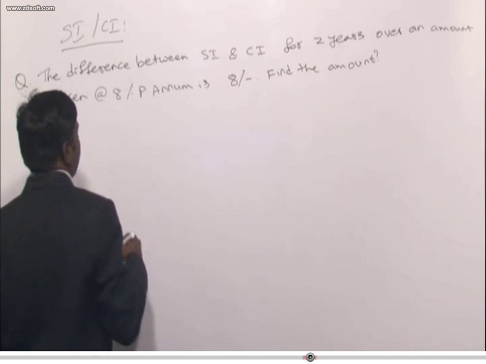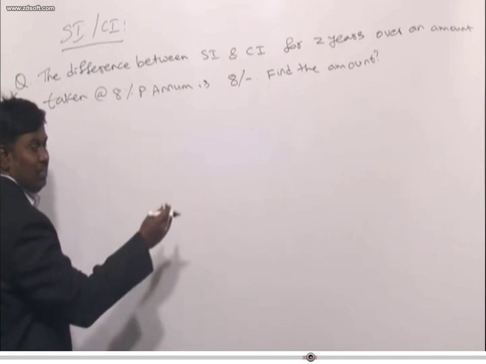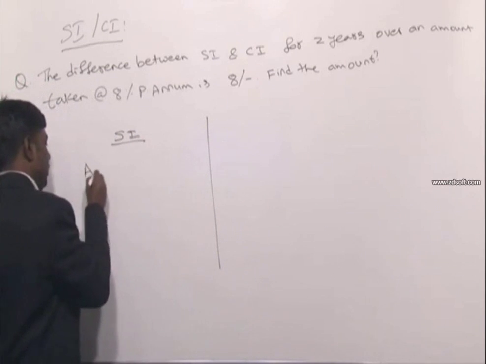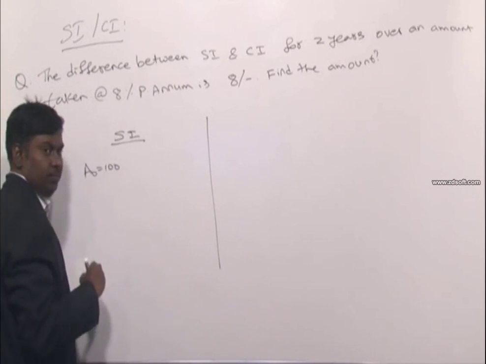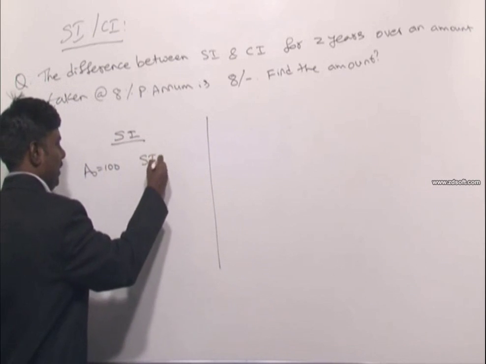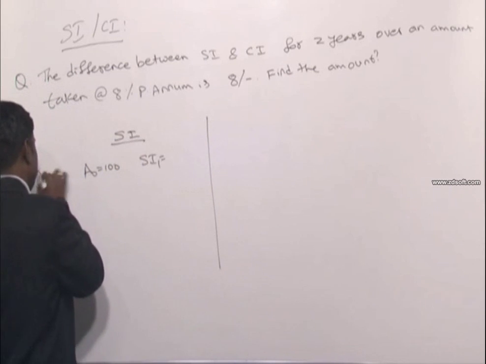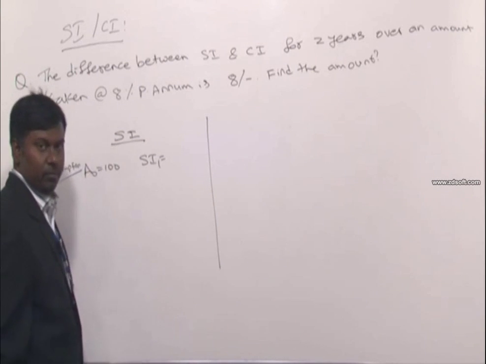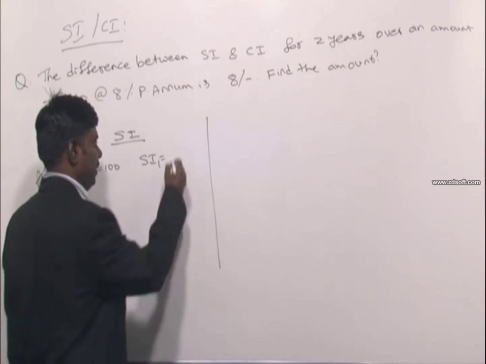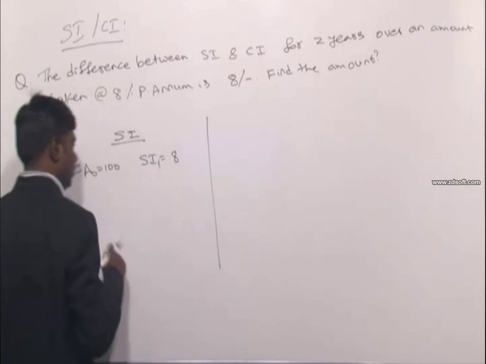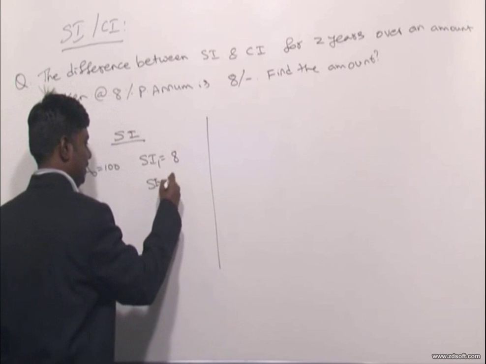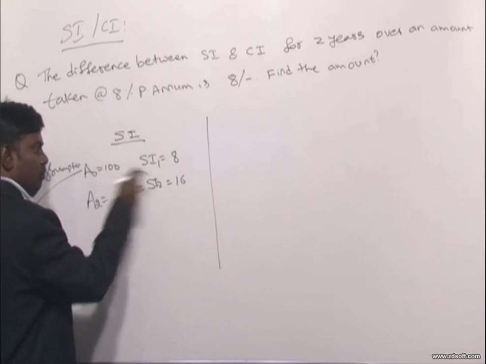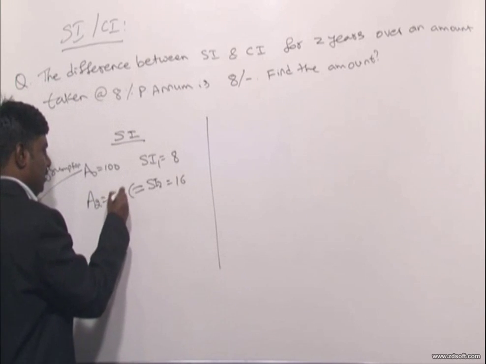Okay. Now let us consider simple interest scenario and compound interest scenario. First we'll start with simple interest. Principal amount is not given, let us say it is 100. Simple interest for 1 year, right? This is based on the assumption that if principal amount is 100, simple interest will be 8. Then simple interest for 2 years is 16, right? Which implies amount after 2 years, principal amount plus interest for 2 years, that is 116.